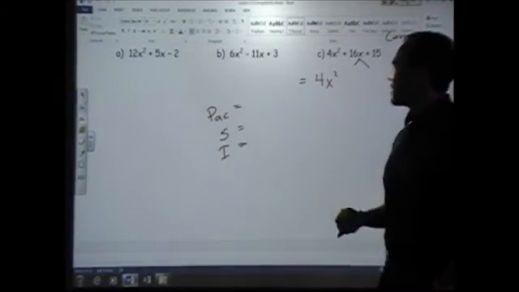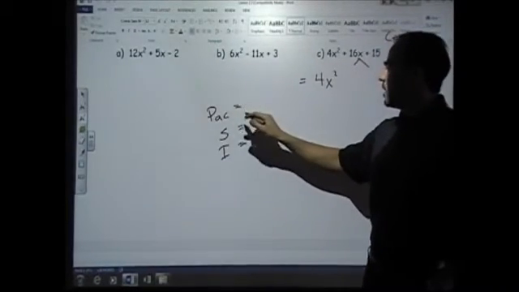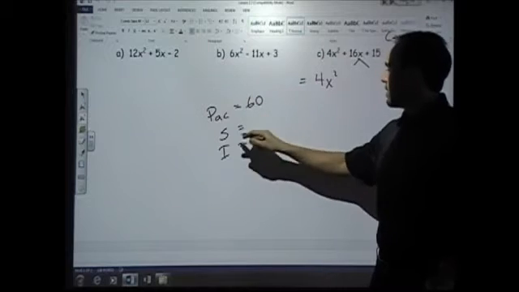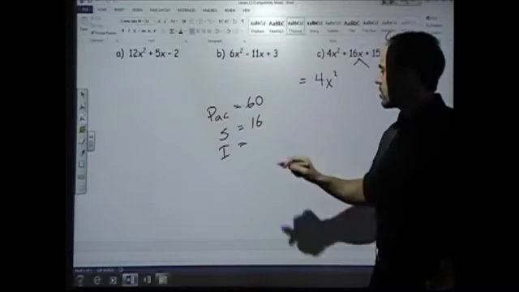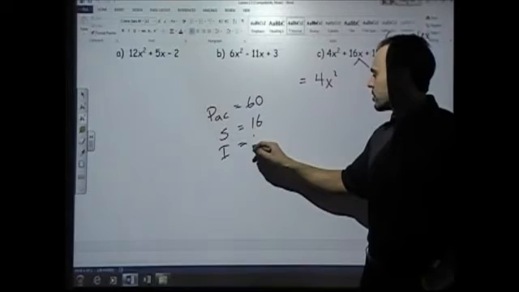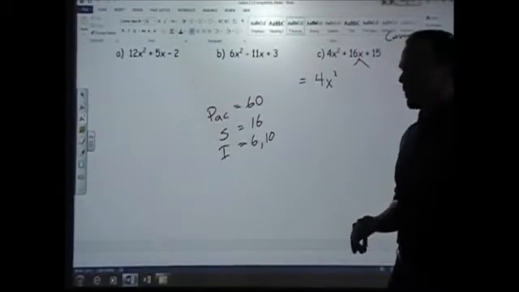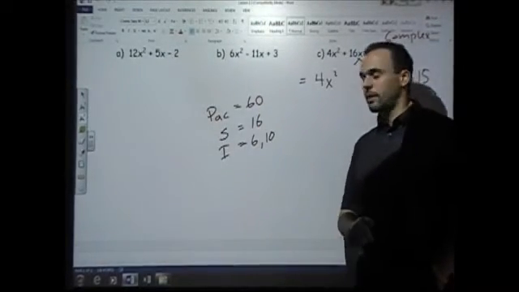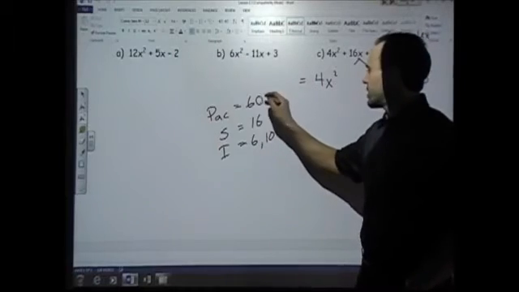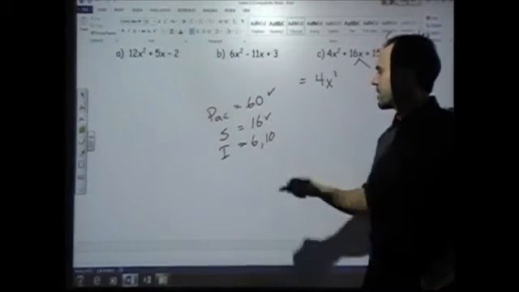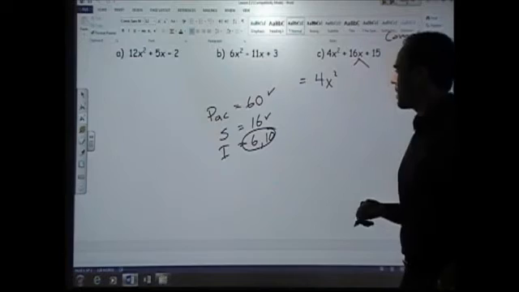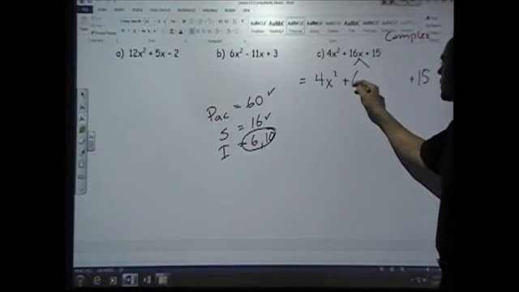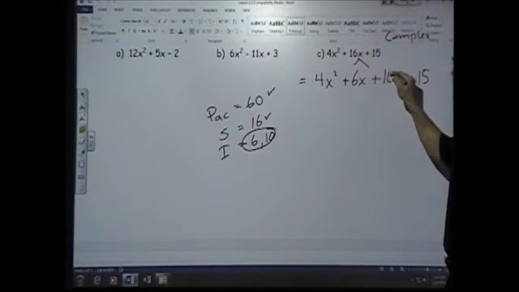So product of AC is 4 times 15, which is 60, and the sum is 16. So this one's pretty obvious. The two numbers are 6 and 10. If it's not so obvious to you, you've got to list the factors of 60. But 6 times 10 is 60, 6 plus 10 is 16. So those are the two numbers that I'm going to break up the middle term into, positive 6x and positive 10x.